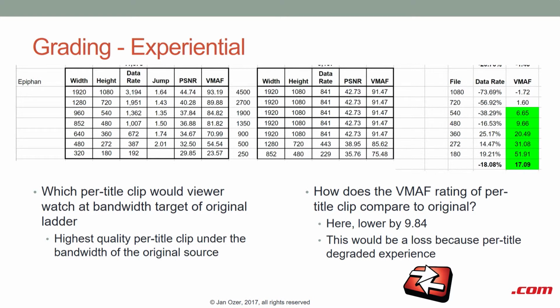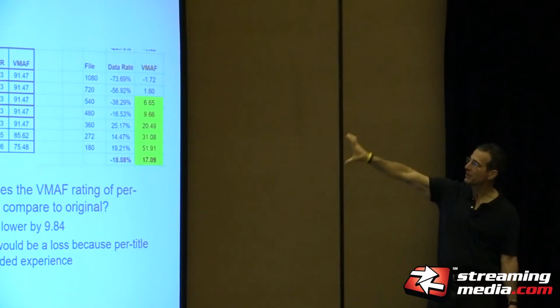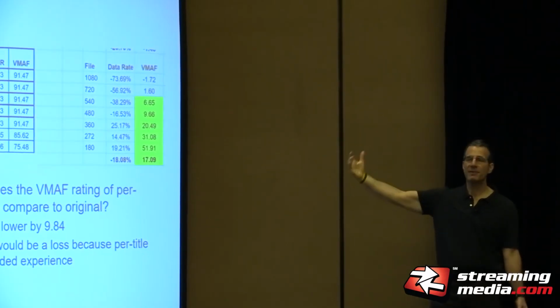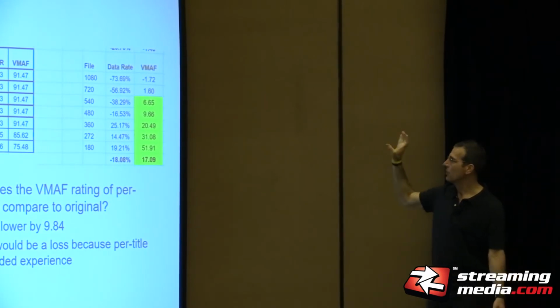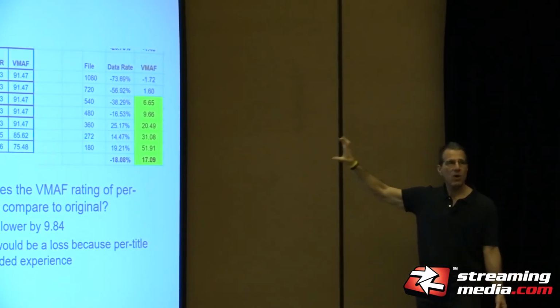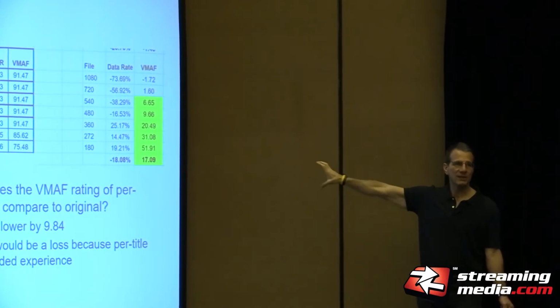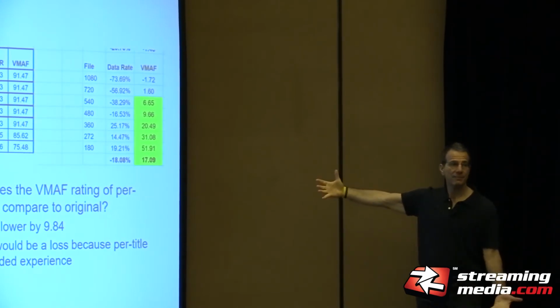A home run is any time you increase the overall experiential VMAF score. So here we see at this technology, because we were able to use the 1080p clip with a higher VMAF score all the way down to the 640 by 360 clip, we improved the quality of experience of this viewer, and that's a home run. Increase the VMAF without increasing the data rate. Correct.